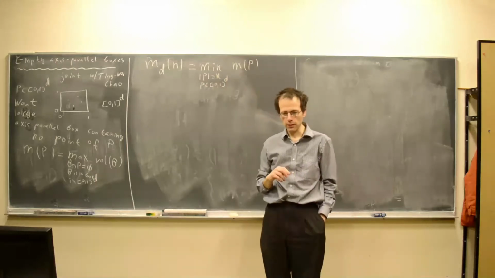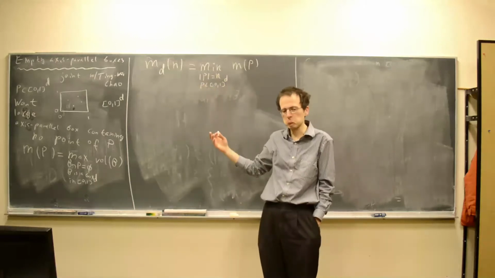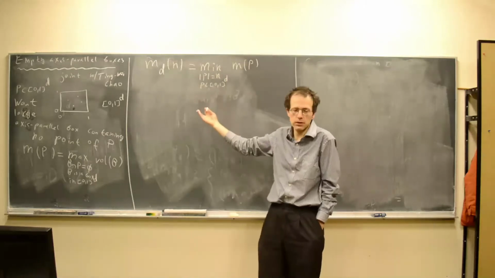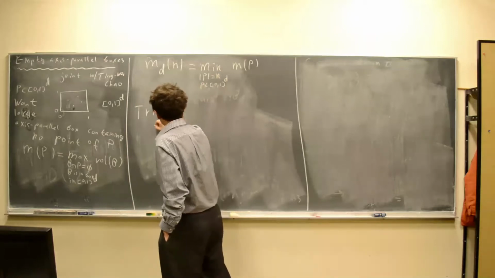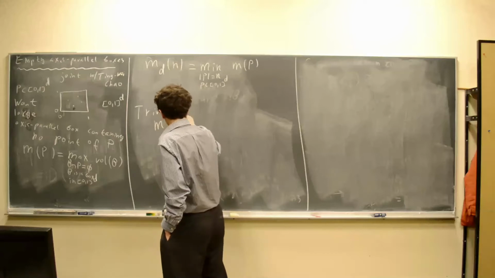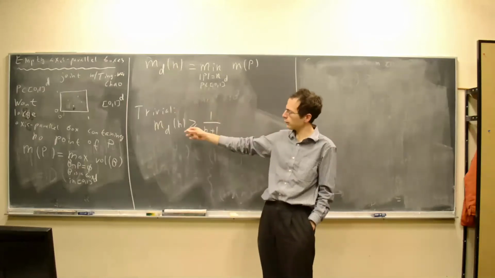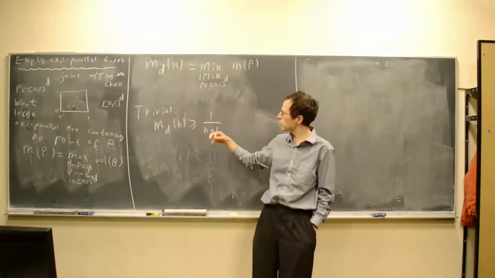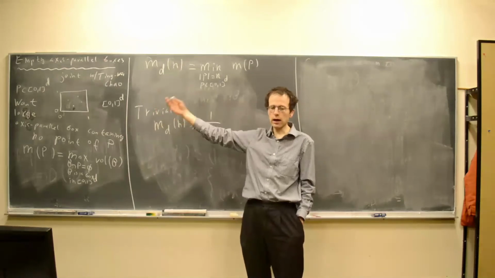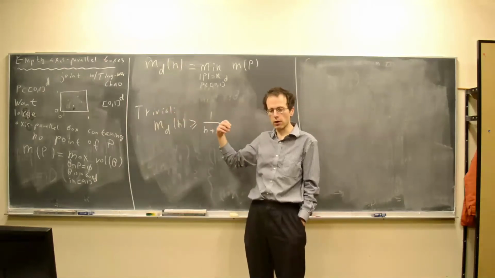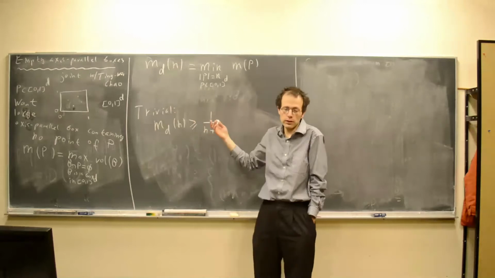Okay. Just to make sure we understand what this quantity is, let me show you a very simple, obvious statement about it. The trivial thing is that m_d(n) is at least 1/(n+1). If you decode what the symbols mean, that means that no matter which n points you choose inside the unit box, I will be able to find an empty box containing none of the points you chose of volume this big. Let's see how it works.